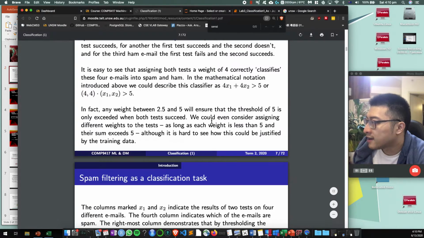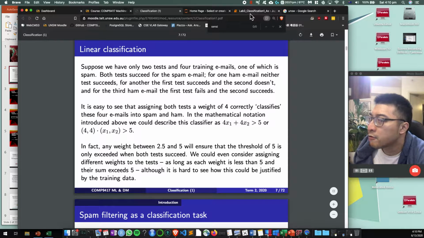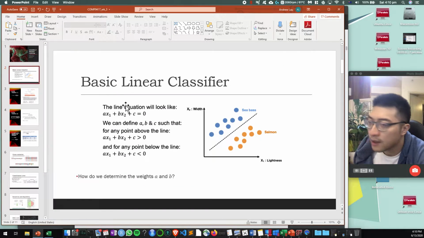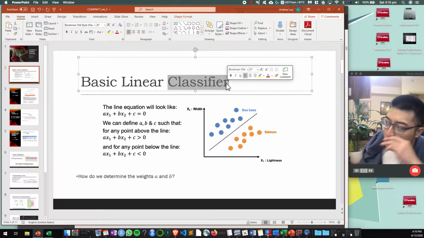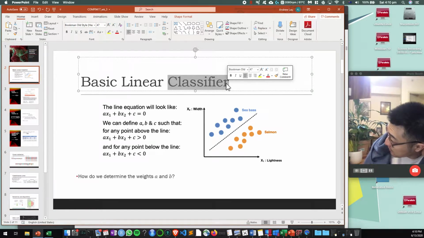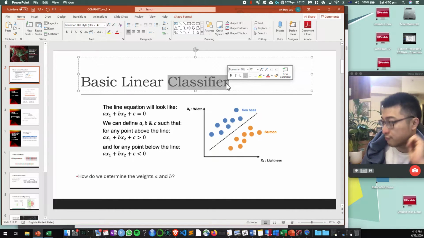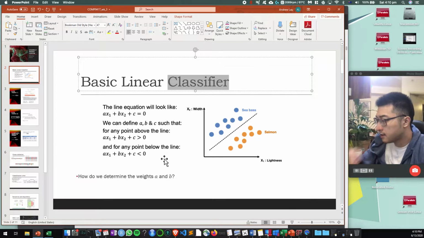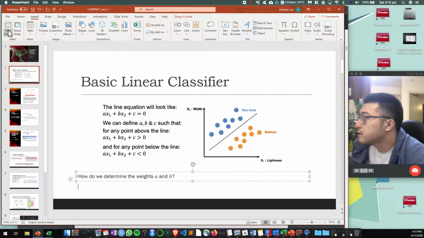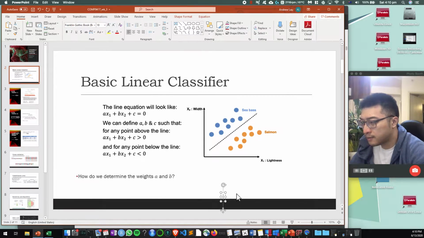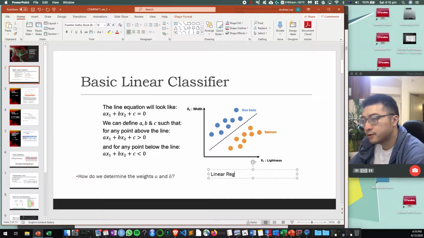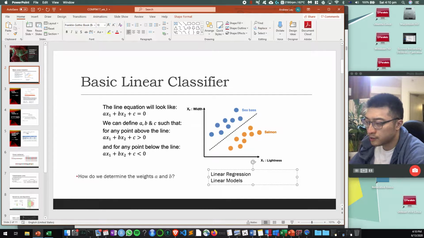Right. What else? So one quite basic classification algorithm is what's called your basic linear classifier. Now, this is not to be confused with your linear regression, nor is it to be confused with your linear models, right? So maybe I'll just flesh it out a little here. So linear regression, linear models, and then you have your linear, or maybe I'll call it the linear classifier.